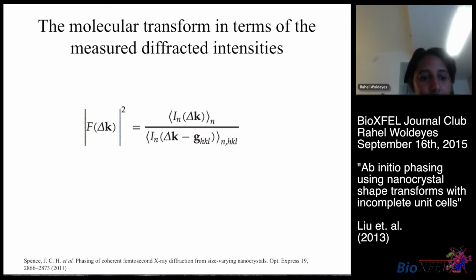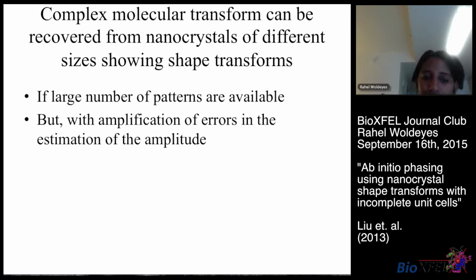Previous work has shown that these complex molecular transforms can be recovered from nanocrystals of different sizes showing shape transforms. What we need in order to get that is a large number of patterns, and we need to be careful about the amplification of error when we estimate the amplitude.